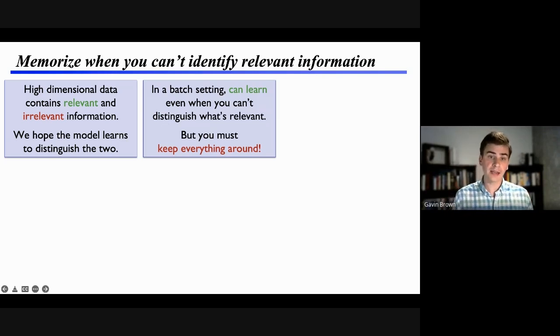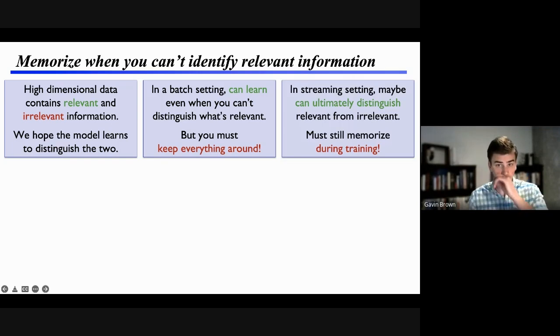We show that in a batch setting, when you receive the examples all at once, you can learn even when you can't distinguish what's relevant from irrelevant. However, for high accuracy, you must keep around essentially all the data because you don't know which parts will be useful. You can't just discard the irrelevant parts of the training data. In a streaming setting, such as one-pass stochastic gradient descent, we show that even if at the end of the stream you can learn exactly what's relevant and not, you must still memorize during the training process, requiring a lot of memory.